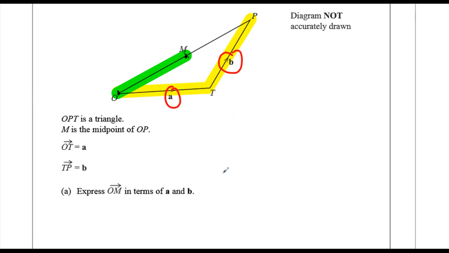So the whole yellow thing is A plus B, but that gets you too far, that gets you to P. We only want to go halfway, so half it all. Job done.